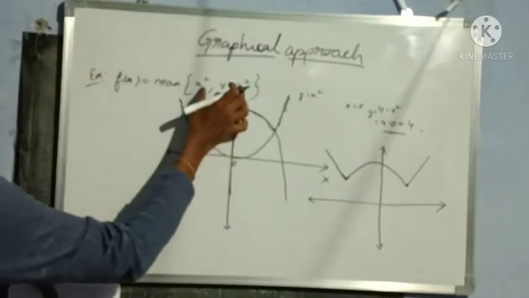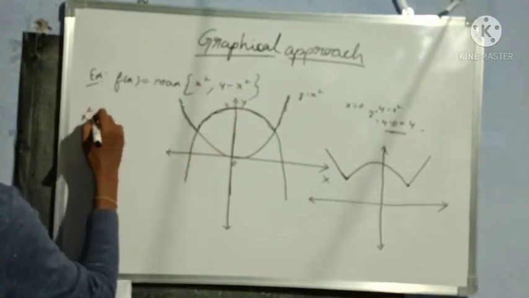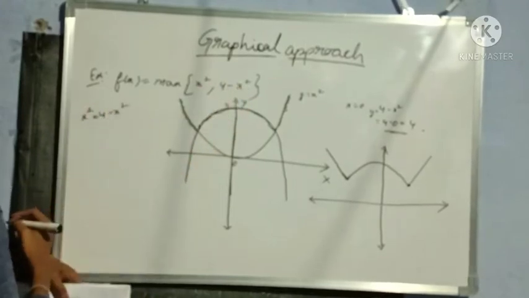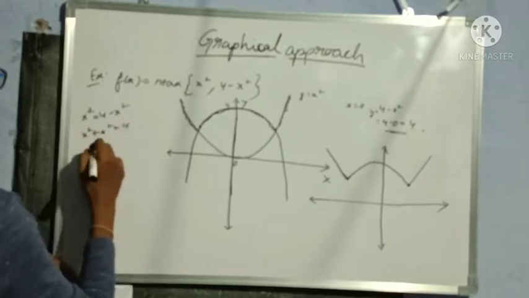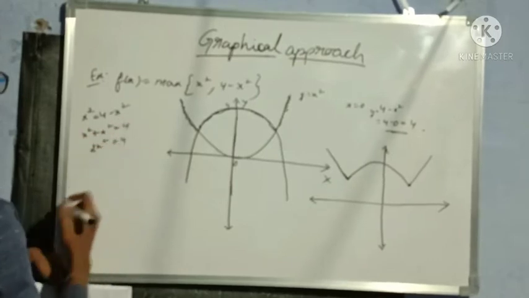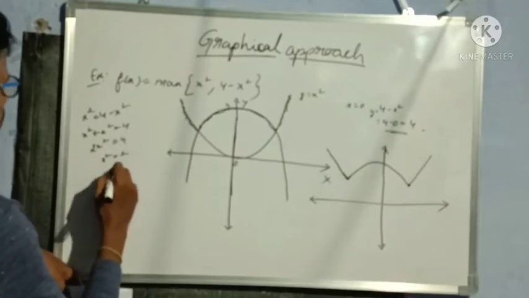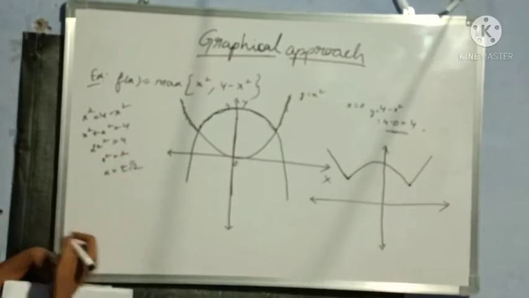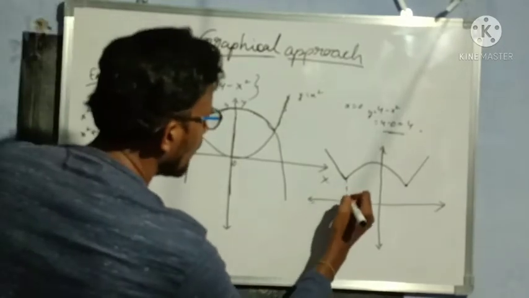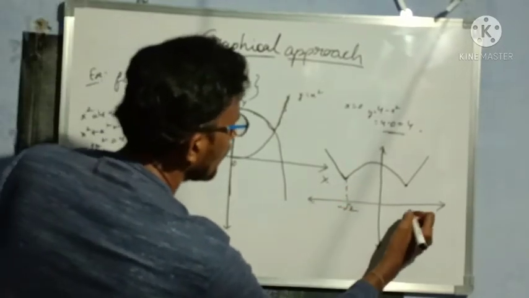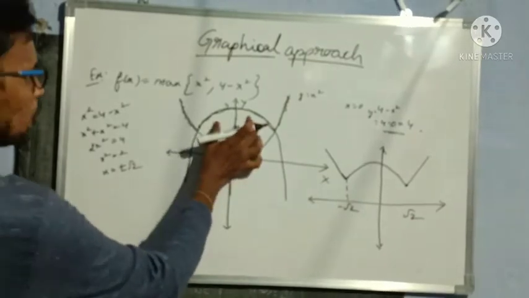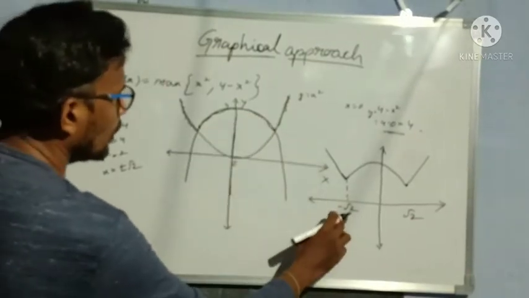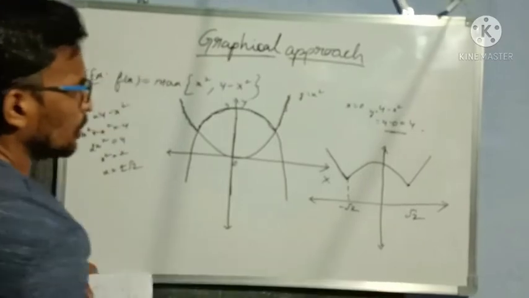What are the points of the sharp corners? Let us find out. So equate these two equations. X square is equal to 4 minus x square. If x square comes this side, then x square plus x square is equal to 4. This implies 2x square is equal to 4. X square is equal to 2. X is equal to plus or minus root 2. So here this value is minus root 2 and this value is plus root 2. So this graph is not differentiable at 2 points, that is x is equal to minus root 2 and x is equal to root 2.